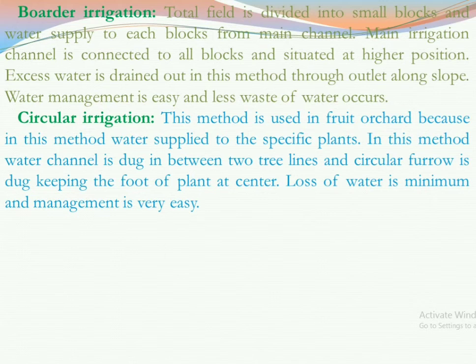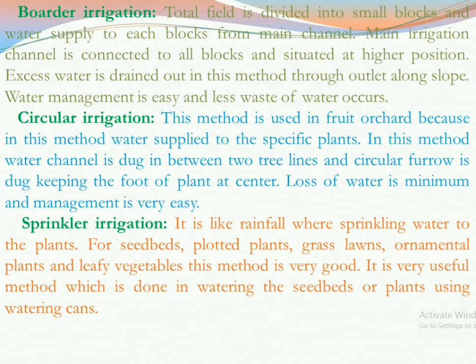Last but not least, the irrigation method is the sprinkler irrigation method, which is followed to irrigate seed beds, potted plants, grass lawns, ornamental plants and leafy vegetables. This is similar to rainfall. In our country, sprinkler irrigation is followed to water the seed beds of plants using watering cans. So these are the irrigation methods used in our country.